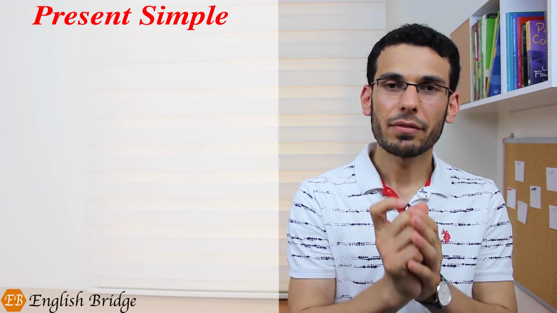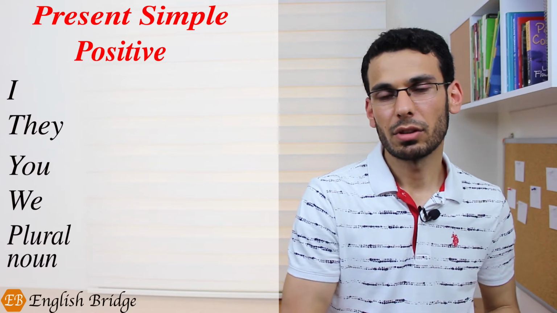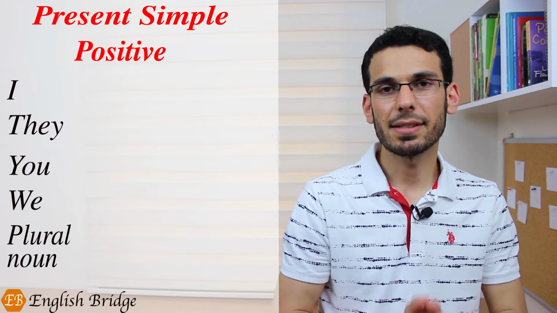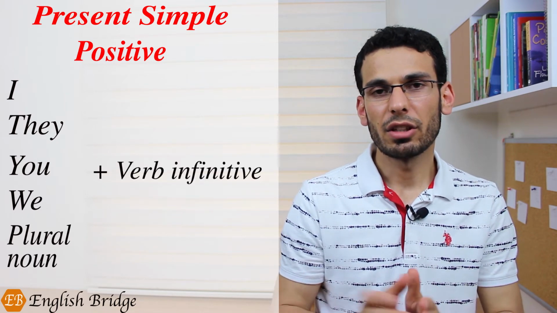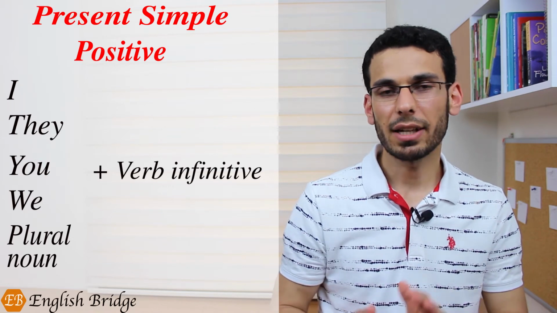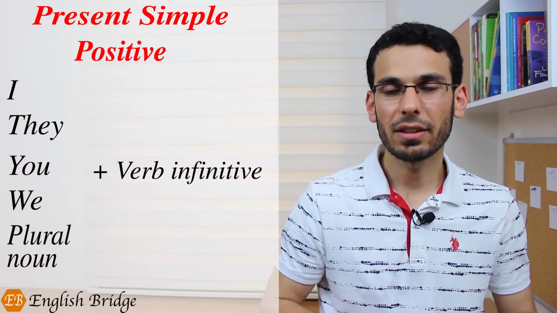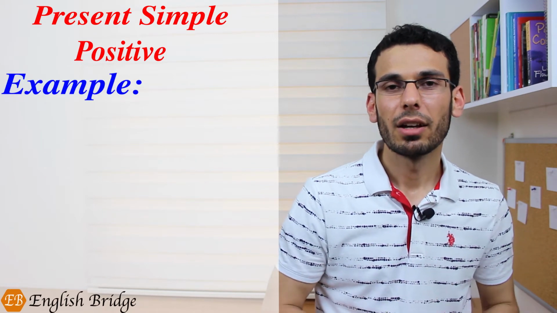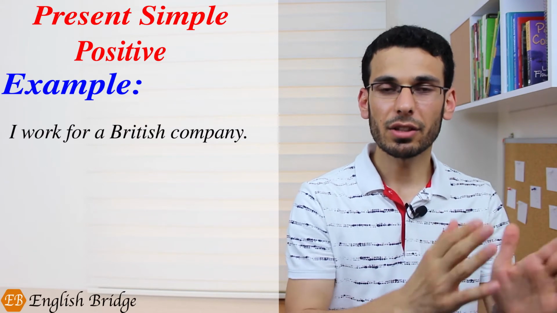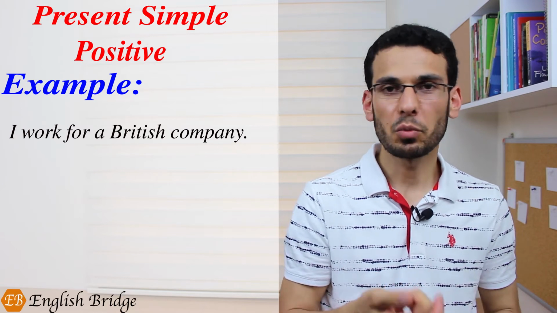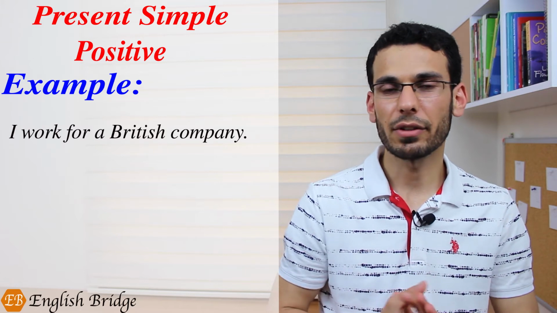As we said, when we have I, they, you, we at the beginning of the sentence, or we have any plural noun, like my parents, my brothers, my sisters, my friends, Ahmad and Sami, etc., we use a verb in its normal form, infinitive form. We don't add anything to the verb, we don't add ing, we don't add s, we don't add ed, nothing. So for example, we say, I work for a British company. I work for a British company. Here I is the subject and work is the verb. As you can see, we don't add anything to that verb. We don't have ing, we don't have s, we have nothing.